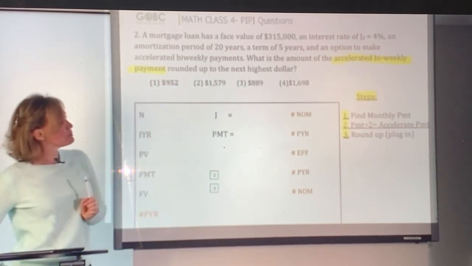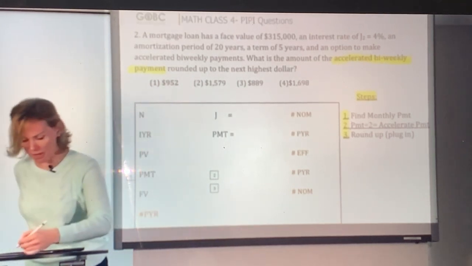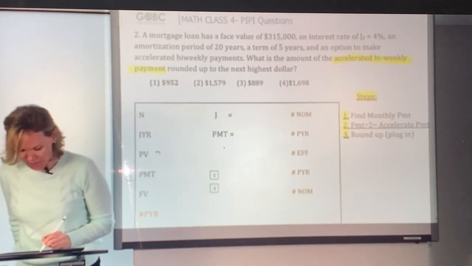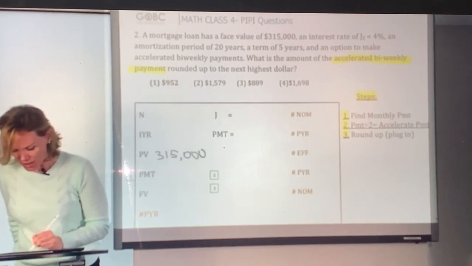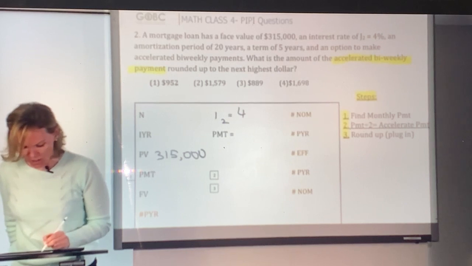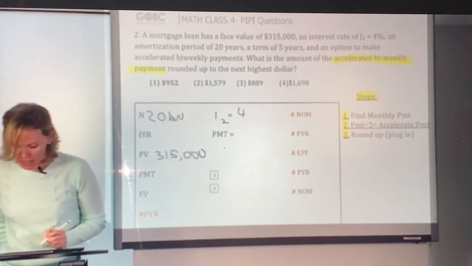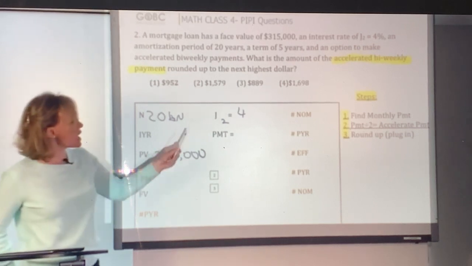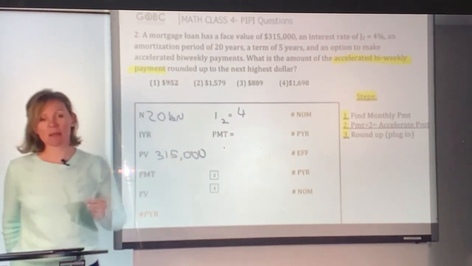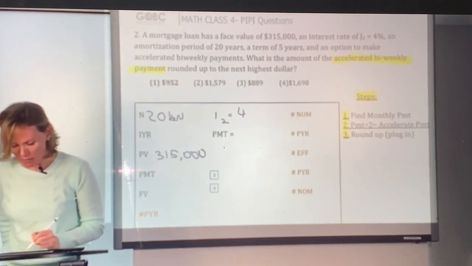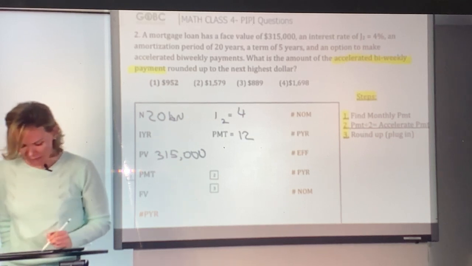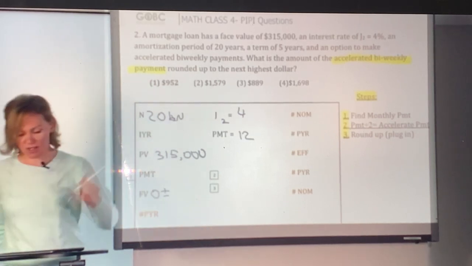So what are we going to do in here? Going to pull up the same information that we had. We have a mortgage of $315,000. That's your PV. We have J2 equals 4. We have a mortgage for 20 years amortization, so I'll do the shift and right away. 5 years, we're not going to use it. The option to make the accelerated bi-weekly payments. Now, just because it says bi-weekly, it doesn't mean it's 26. Payments have to be monthly, so you're going to put 12 in here. And future value, we'll assume it's 0 because no information is given to you.